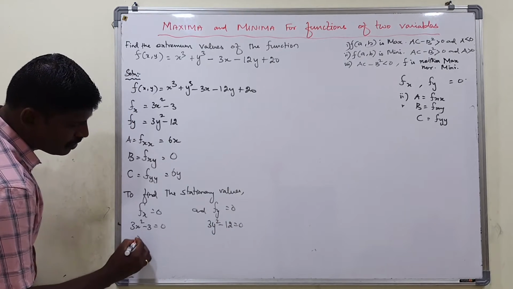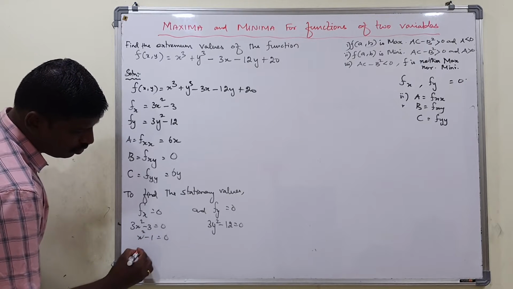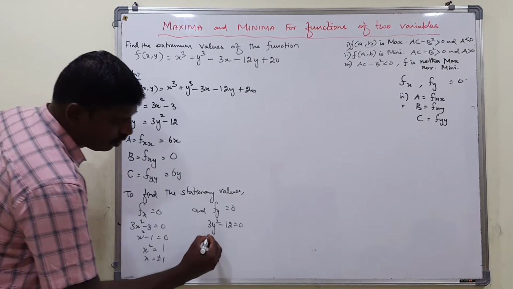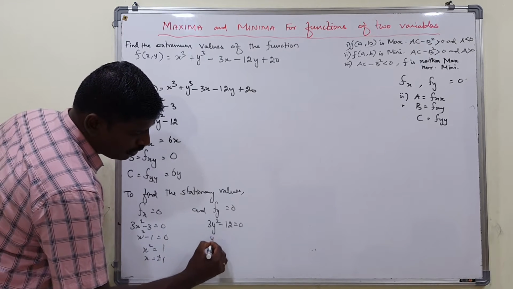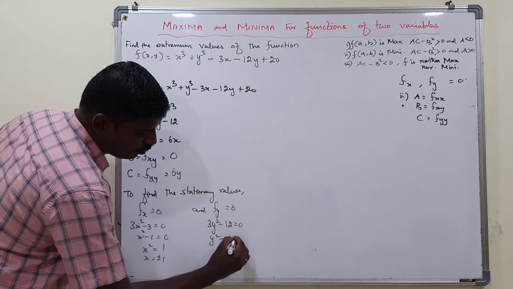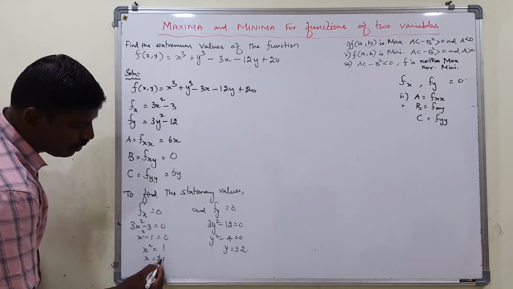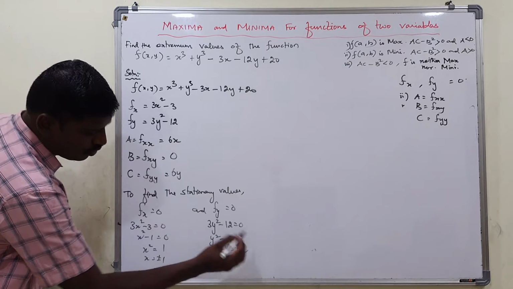Right? So divide by 3. So x square minus 1 equal to 0. This implies x square is equal to 1. X equal to plus or minus 1. Similarly, y square, divided by 3, y square minus 4 equal to 0. From that, y equal to plus or minus 2. Right? So taking plus 1 and coordinate with plus 2 and minus 2.